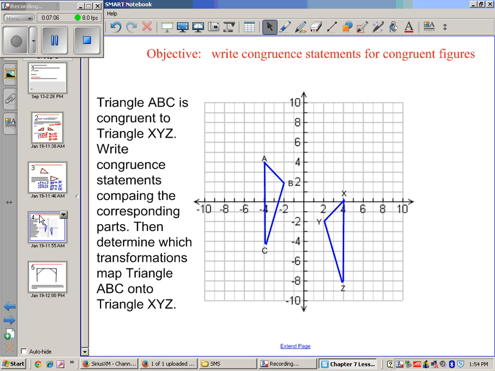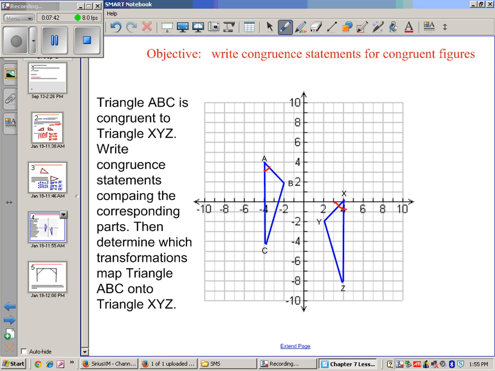Okay, our next example, triangle ABC is congruent to triangle XYZ. Write congruent statements comparing the corresponding parts, then determine which transformations map triangle ABC onto XYZ. Okay, first let's take a look at our angles. Let's take a look at angle A first. What would be congruent with angle A over here? Looks like angle X. Angle X looks like that's going to be congruent.